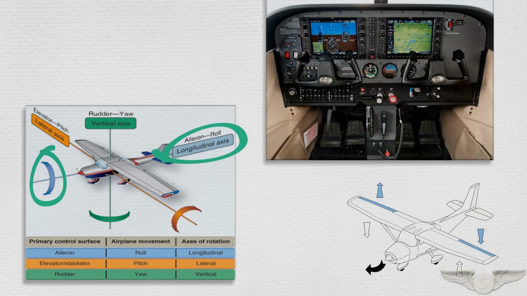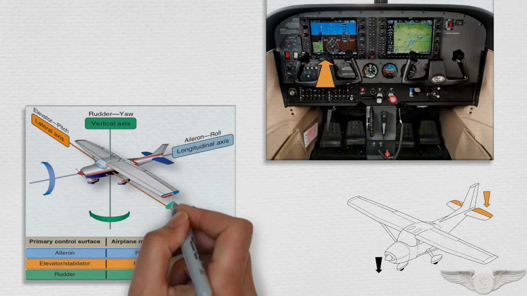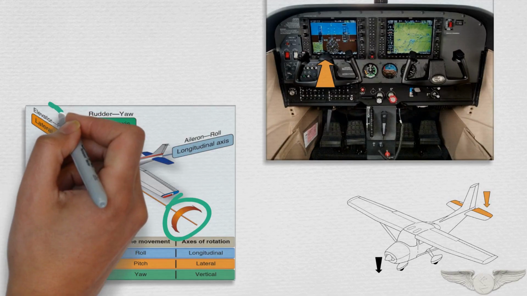Next, the elevator. Think of the elevator just like an elevator in a building. It allows you to go up or down. When you pull back on the yoke, the elevator moves up, causing the nose of the airplane to also move up. And you guessed it, when you push forward on the control yoke, the elevator moves down, causing the nose to also move down. This is known as pitch, and it operates along the lateral axis of the airplane.